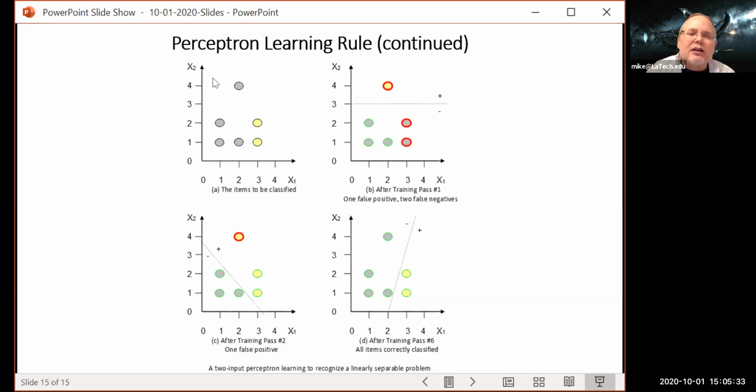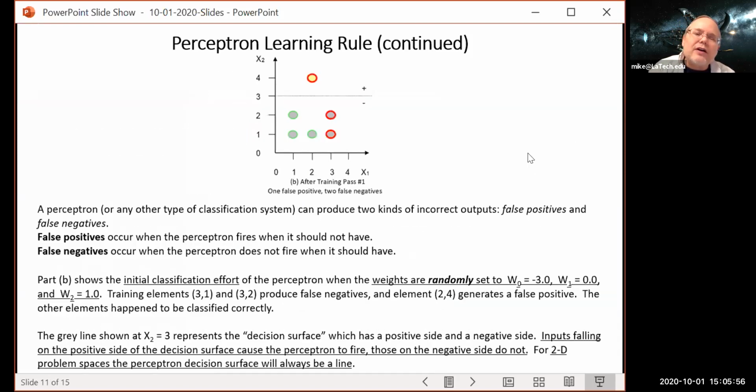So where my cursor is, there's a yellow dot. There would be no way of drawing a single straight line that would separate the yellow items from the gray items. So that problem is not linearly separable and would not be learnable by a 2-input perceptron. Okay? And again, we're going to talk about the details of all that more, but I wanted to let you know what this little gray line here was.